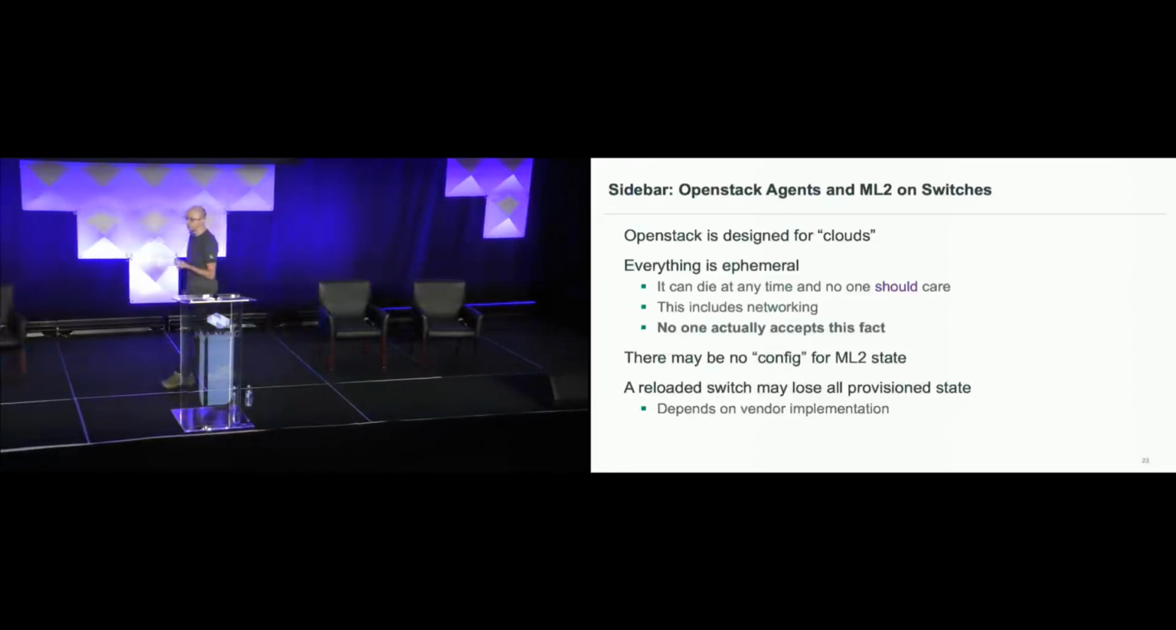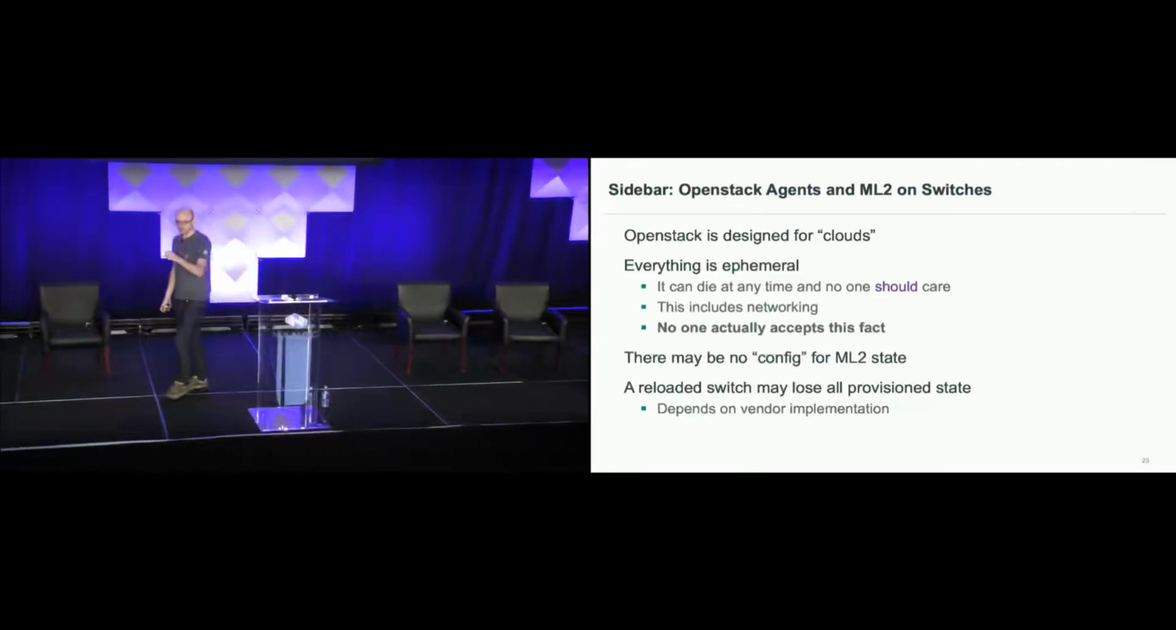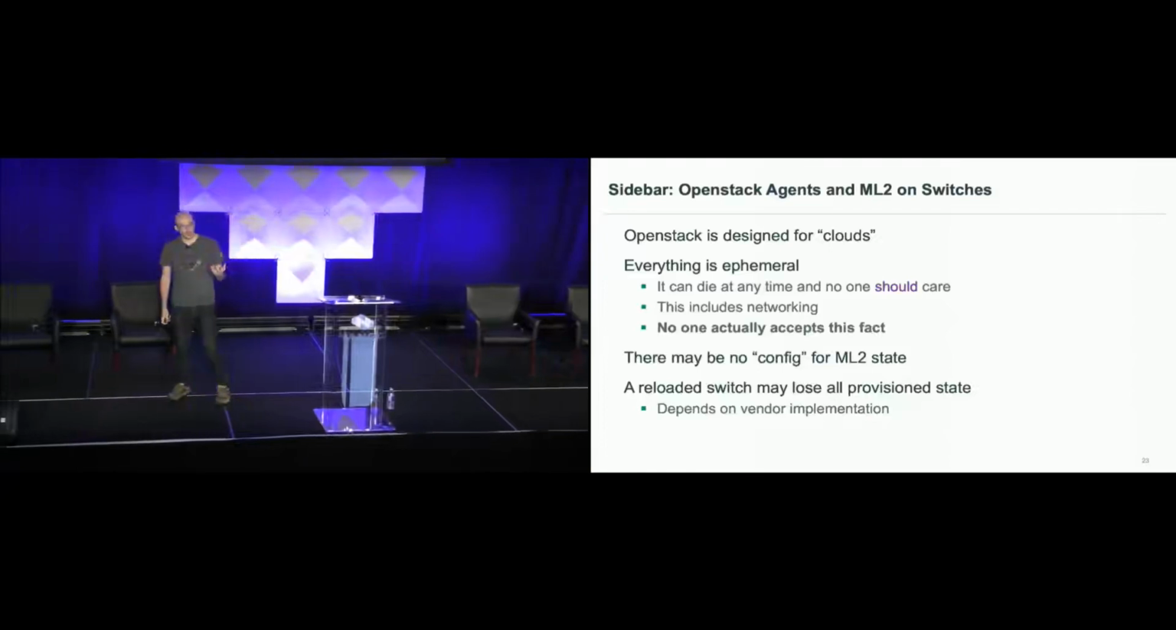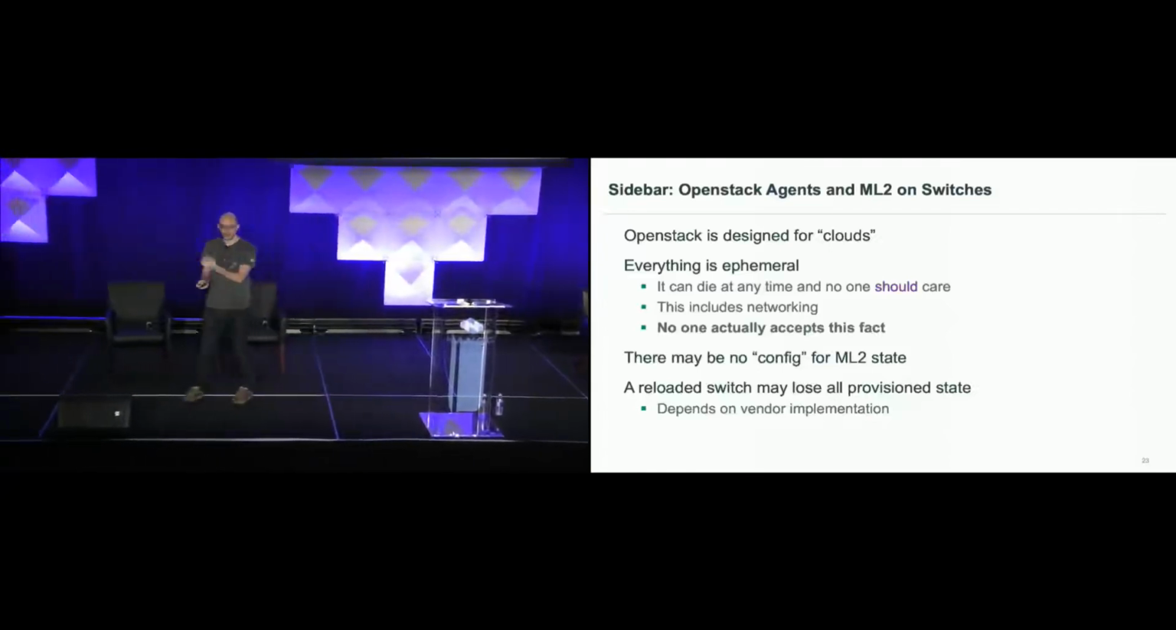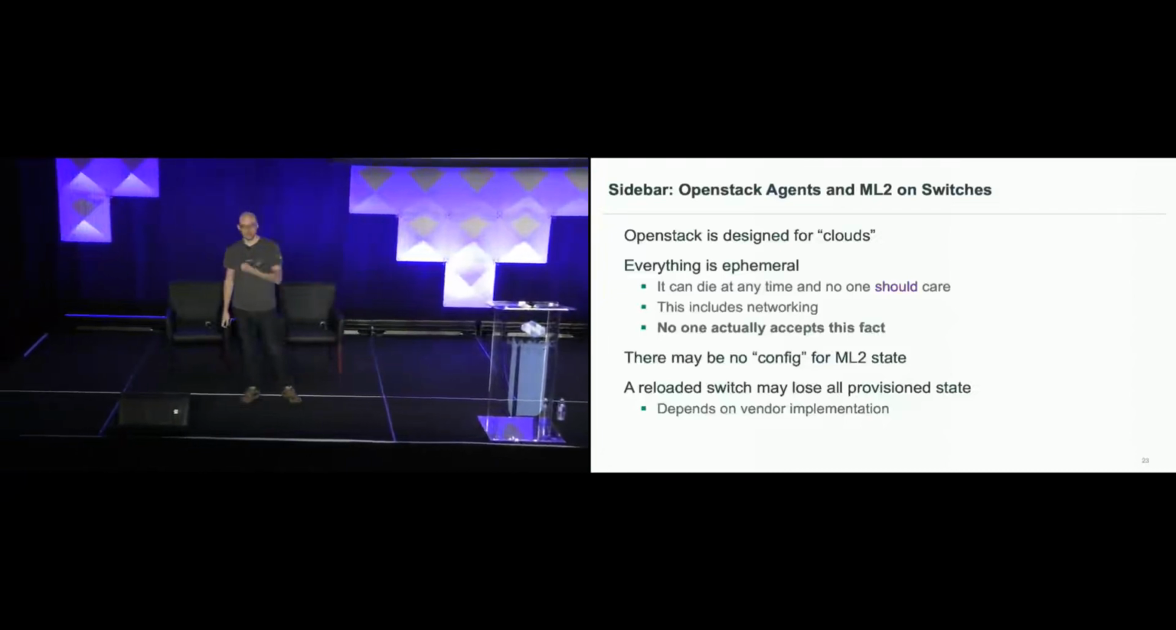For example, at Cumulus, we push configuration into the box, so after reload, we keep it. Arista, if you have CloudVision, you can replay state from the CloudVision controller, but without CloudVision, you would lose everything. I don't know what Cisco does. I tried to figure this out and got distracted.